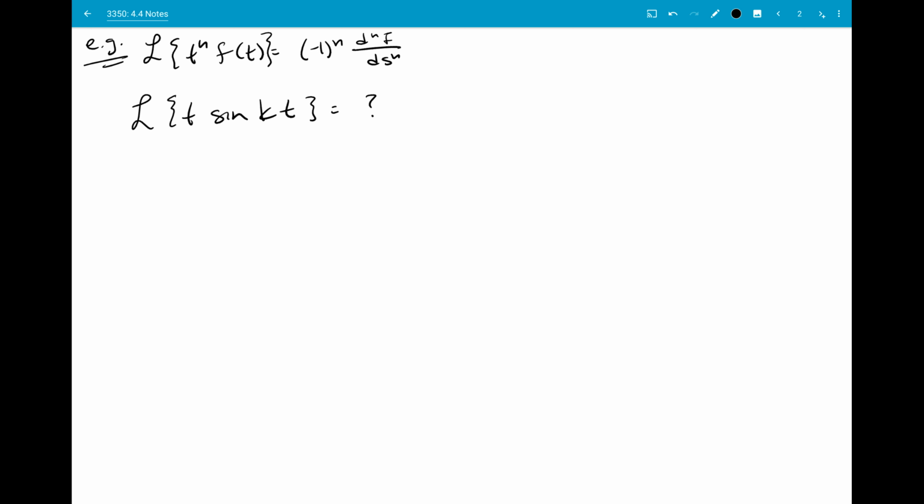We're going to pull the different pieces out of this. We have t times sine kt, so we've got t to the n for n equals 1. And then here, my little f is equal to sine kt. That means my capital F would be equal to k over s squared plus k squared. And since I have n equals 1, I'm going to have to take a first derivative, so I'm going to go ahead and do that right now too.